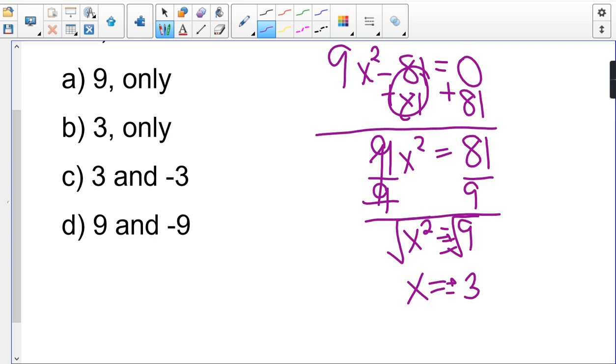So let's look at the choices. A says 9 only, B says 3 only, C says 3 and negative 3, and D says 9 and negative 9. So obviously this is 3 and negative 3. We just said when we take the root, we're taking the positive and negative. So it could be positive 3 or it could be negative 3.